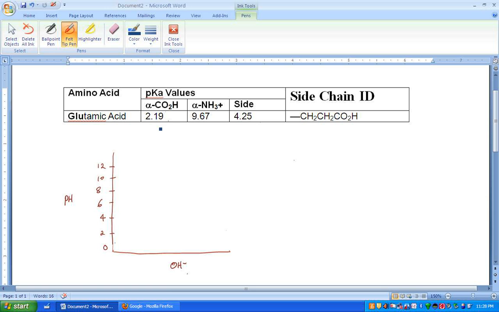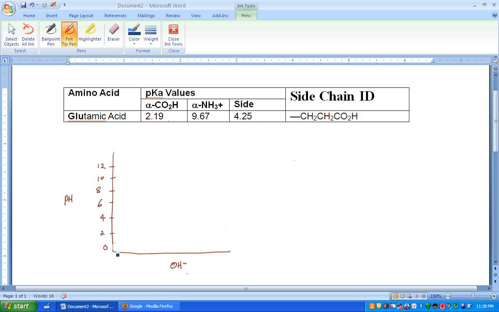So how you read this table, this 2.19 pKa value is referring to the carboxylic acid group, 9.67 is for the amino group, and 4.25 is for the side chain. If it has 3 pKa values, as you have seen it in the lab, that means we have 3 buffering regions in this particular amino acid.